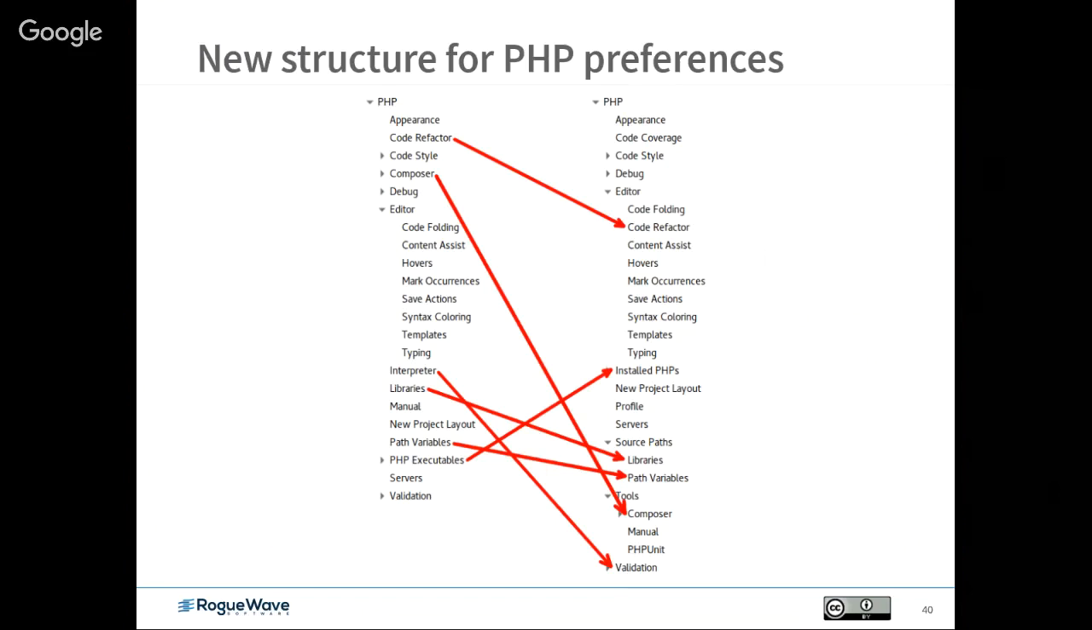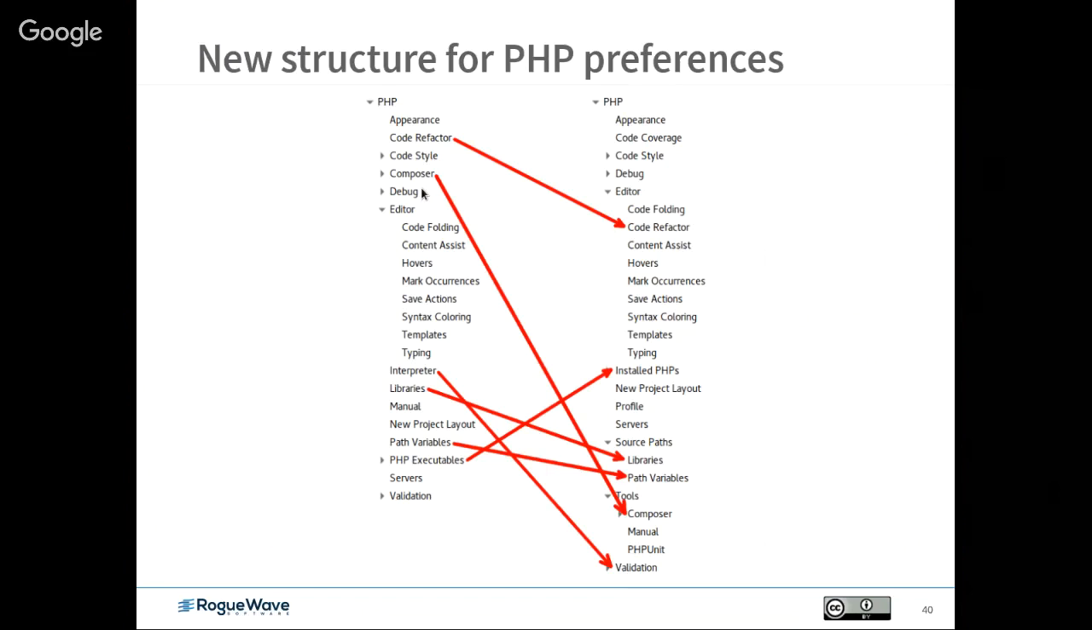Here I tried to display what are the changes that we have done. For example, we moved the code refactoring preference page under the editor. We moved the composer.